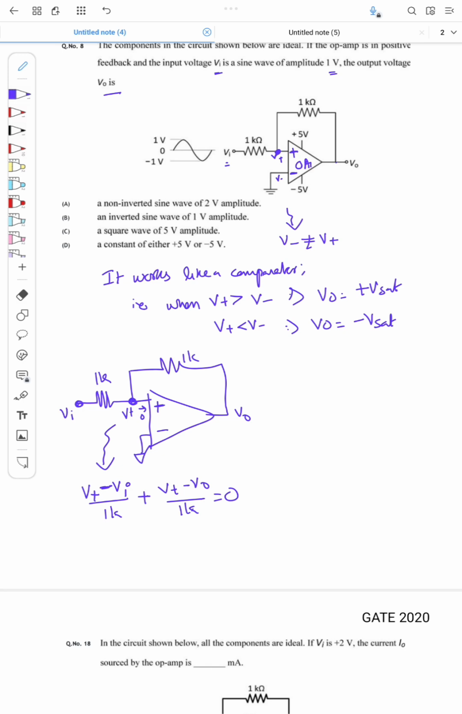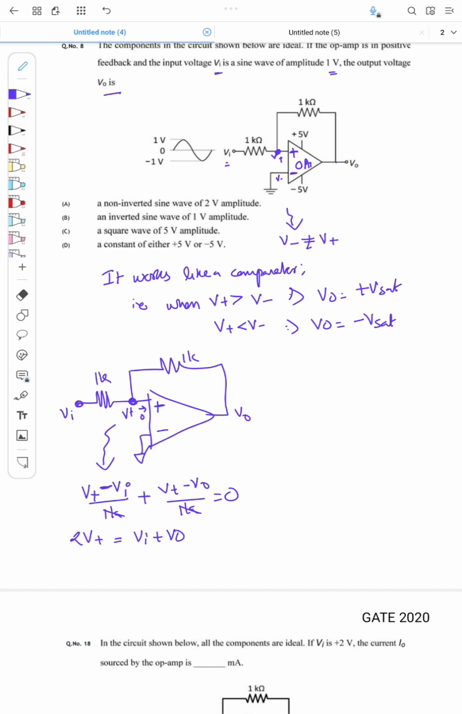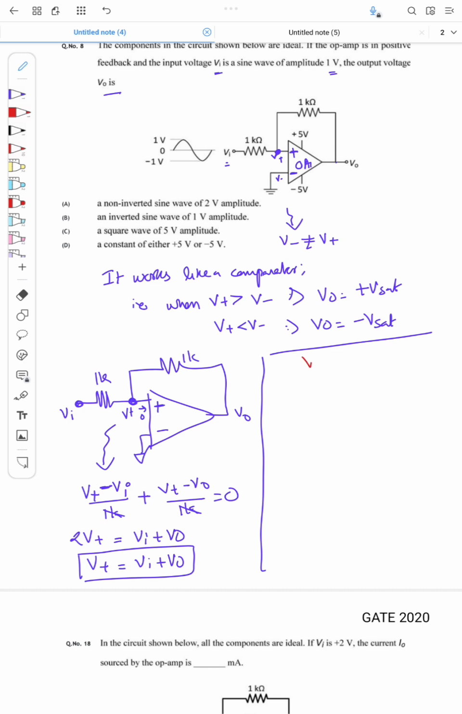On rearranging, 1K can cancel, right? So 2V plus is equal to Vi plus V0, or V plus is equal to (Vi plus V0) by 2. So this is what I have got, and we'll analyze this. We'll consider two cases.